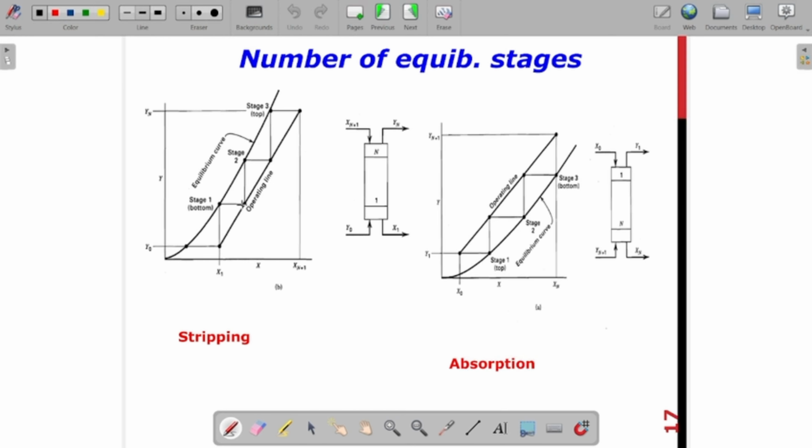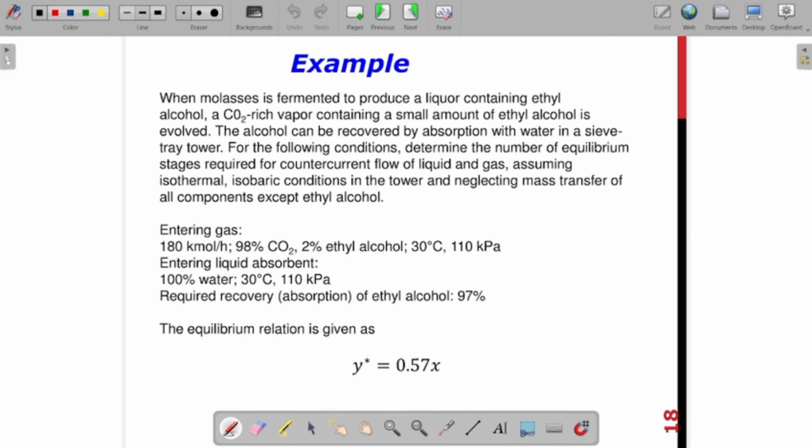So the operating line is below this one. That one too, right? We start from here. I start from here. You can start from the top, right? So that one is the same thing. You can complete a triangle and do it as well, right?